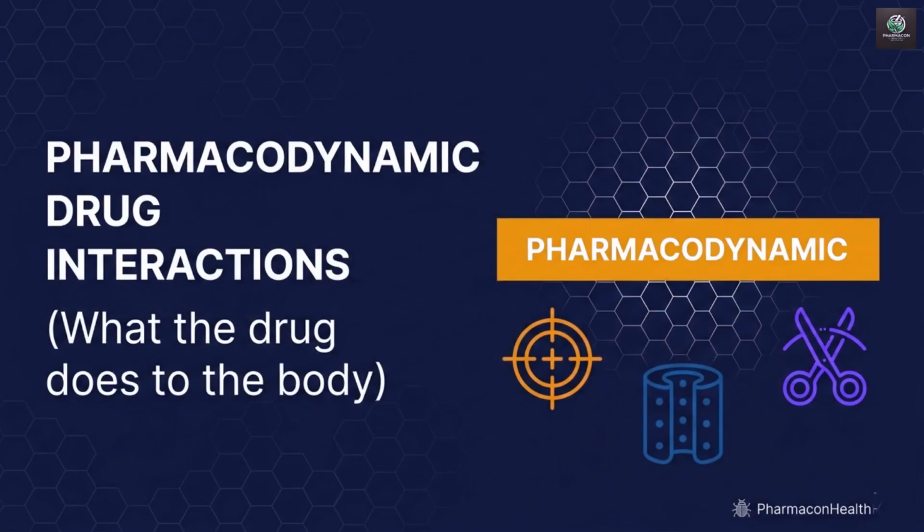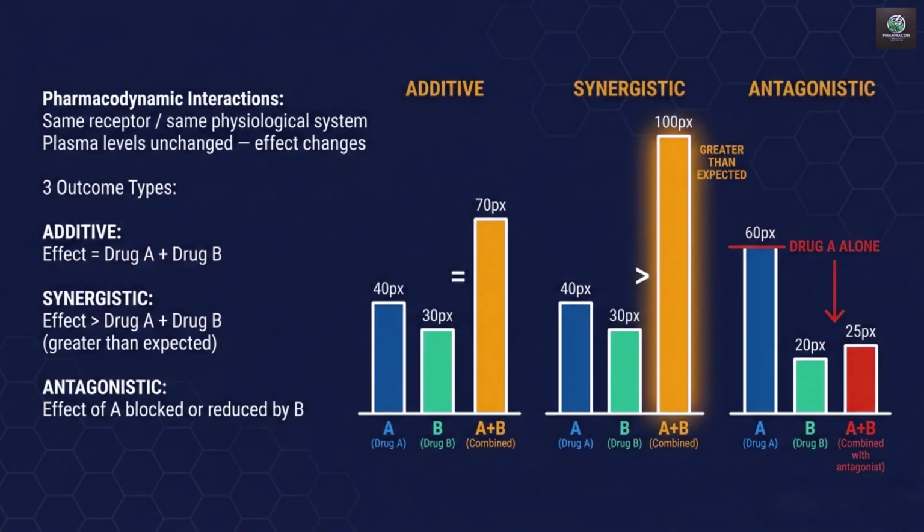Now let us move to the second major category, pharmacodynamic interactions, where drugs affect each other not through their concentrations, but through shared biological targets. Pharmacodynamic interactions occur when two drugs act on the same receptor, pathway, or physiological system, producing an effect that is either greater or lesser than either drug alone. Unlike pharmacokinetic interactions, drug plasma concentrations may remain completely unchanged. The interaction happens entirely at the pharmacological target level.